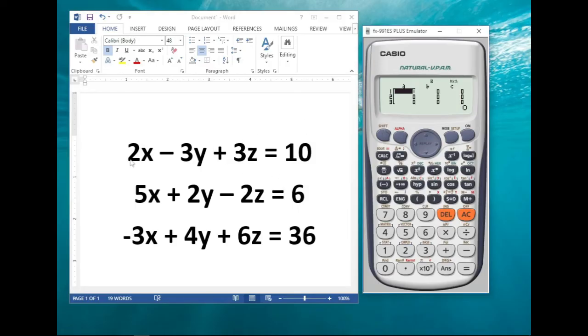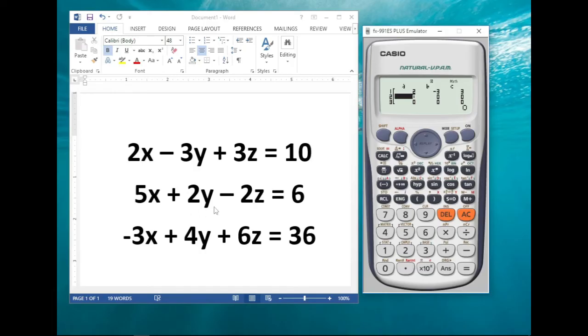Now it's time to enter our values. This is standing for A, this for B, this for C, and this for D. They are our constants. So A here we have 2. We press enter, which is equal to. Then B is -3. Press equal to. C is 3, which is the coefficient of z. And D is our constant at the other side of the equation. We have 10.